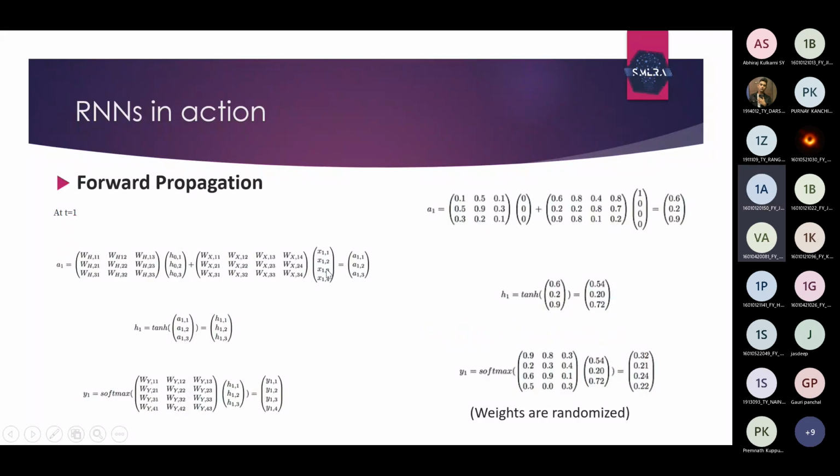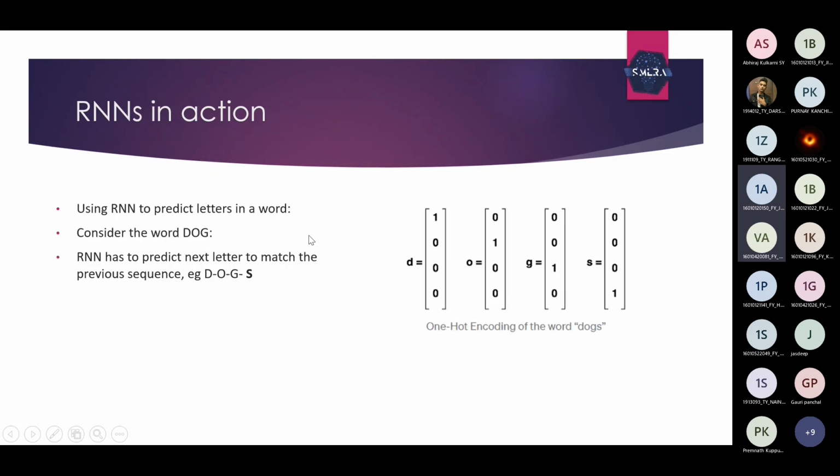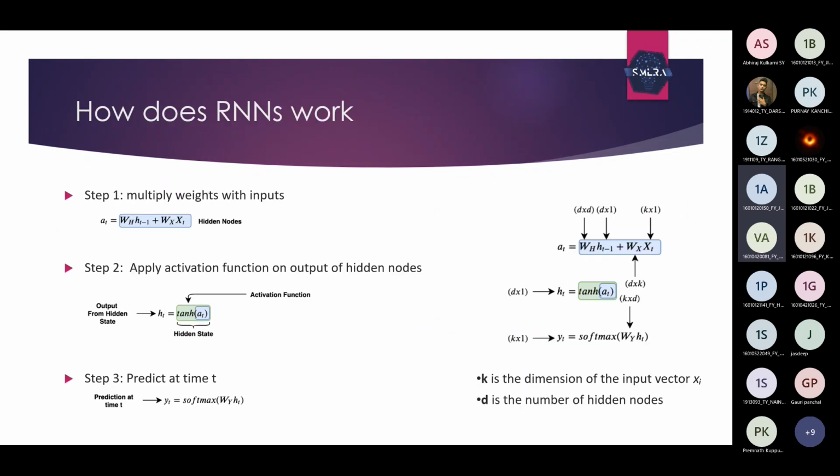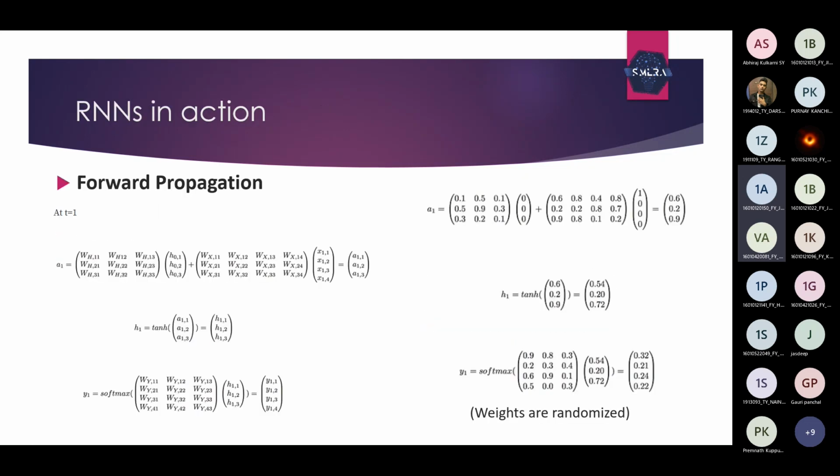Then this is how the multiplication is done. The first step is WH into h(t-1), the previous memory, and the current input, and you add them. This is the previous memory, this is the current input, and you are multiplying each with its respective weight matrix and getting a_t values. This is for the value at t equal to 1. Now you apply the activation function on it, and it will give you h_t values.